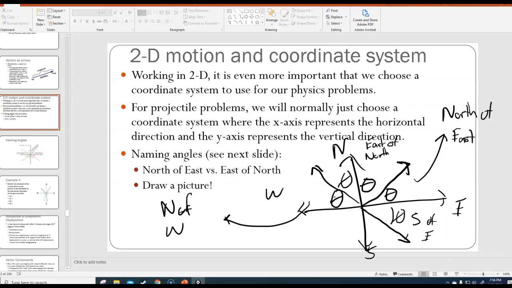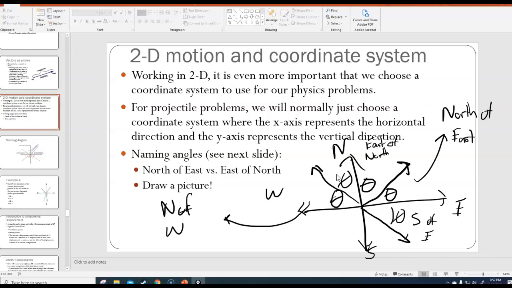Okay, so pause there if you need to get that down and add that to your notes. It's something that always confuses people. It might help you to draw a picture. If I say 25 degrees north of west and 25 degrees west of north, those are two different angles. Now, those two angles I just mentioned are complementary to each other.